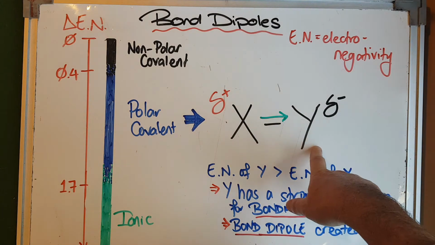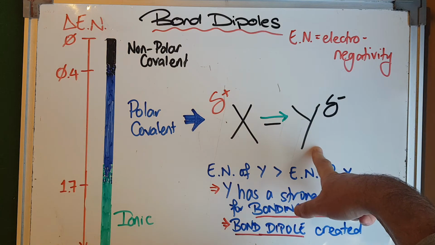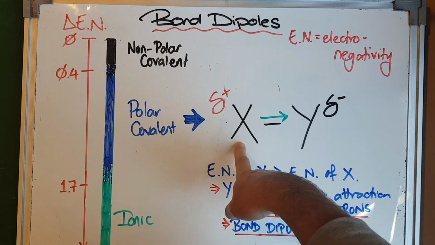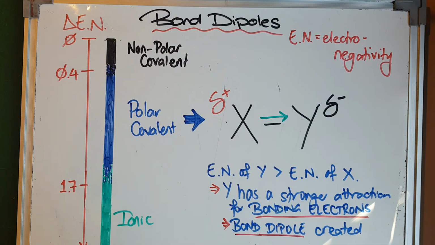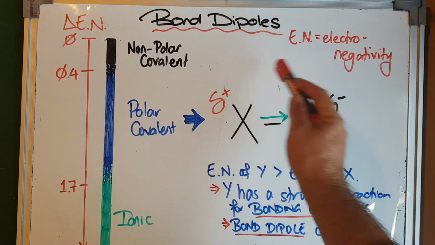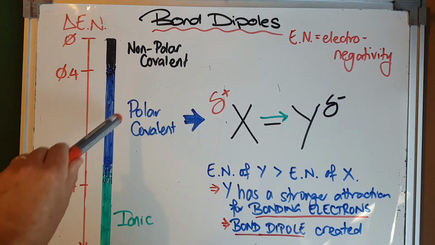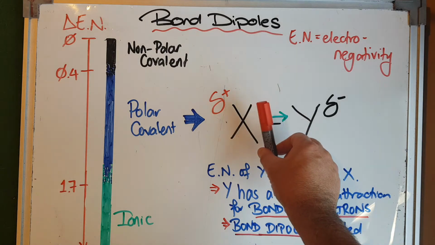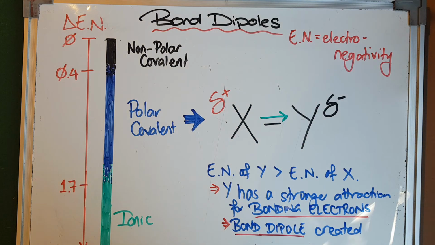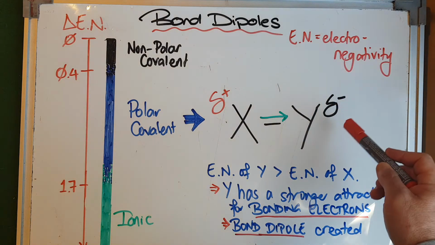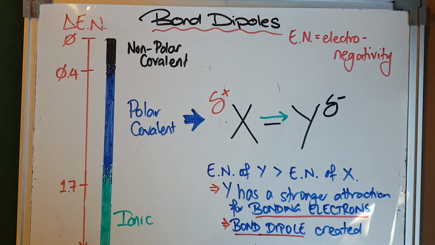So if Y has an electronegativity of, let's say, 2.4, and X is 2.0, for example, then the difference, 2.4 minus 2, would be big enough for it to be called a polar covalent bond. The electrons are spending a little bit more time with the atom that has the higher electronegativity, in this case Y, giving it a slight negative charge.